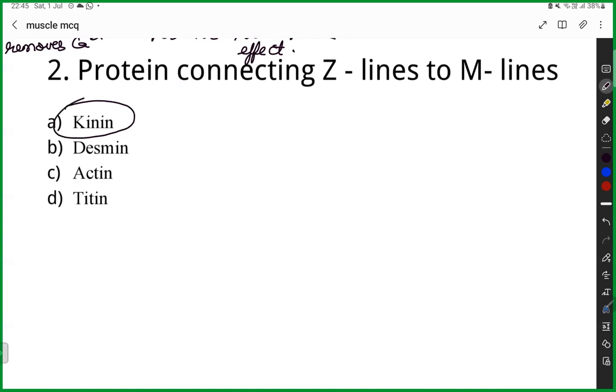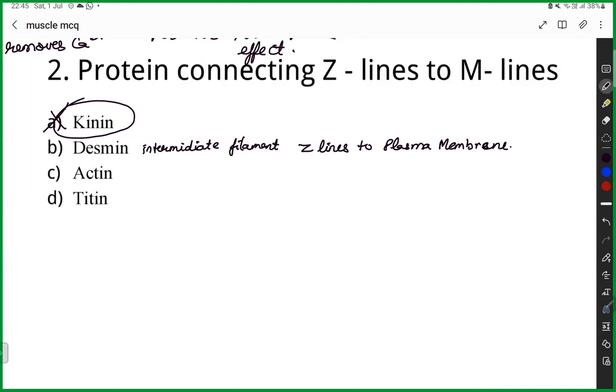Number two, what was the option given? Desmin. What is a desmin? It is an intermediate filament. What it does is it connects the Z line to the plasma membrane. So when the question asks which connects the Z line to the plasma membrane, you should be able to answer: it is your desmin.